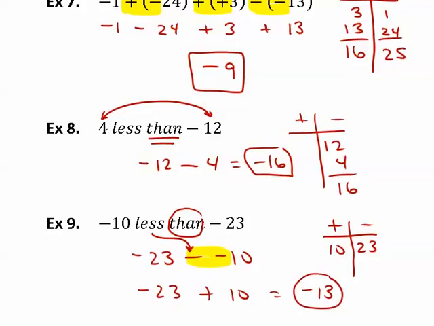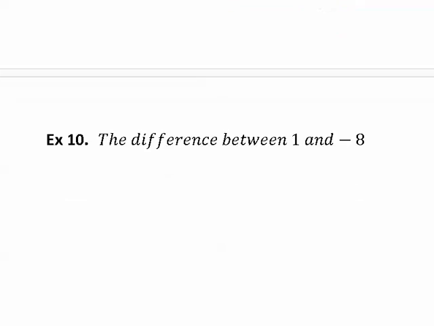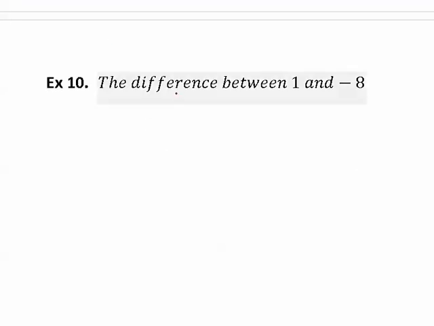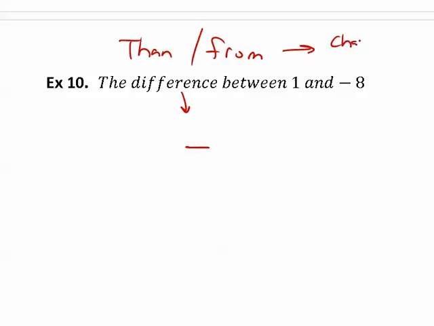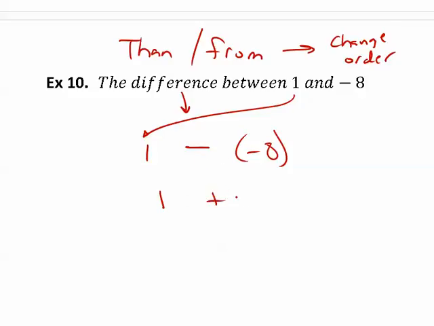And let's take a look at one more example. We have the difference between 1 and negative 8. Difference means to subtract. And this time there's no than. There's another word actually that also tells you to switch it. It's from. So the two words than and from tell you to change the order. But there is no than or from in this example. So the difference between 1 goes first, and negative 8 goes second. Now we don't really need the parentheses around this negative 8, but if you do, it's not a problem as well. So this minus minus becomes a plus. 1 plus 8 is 9.